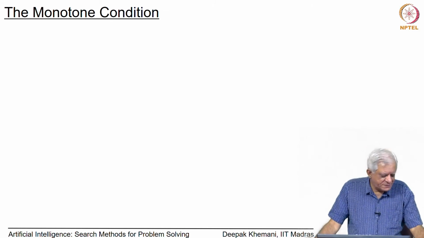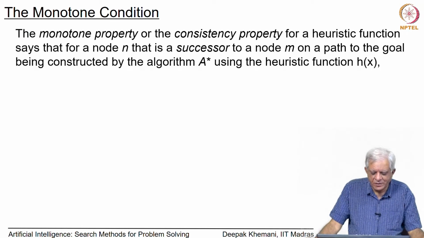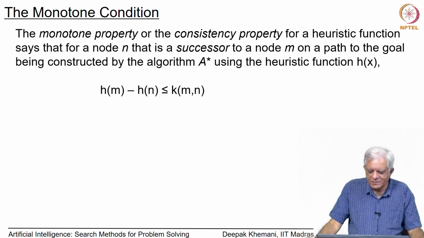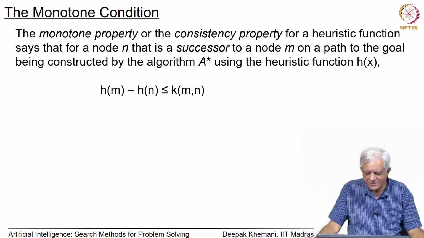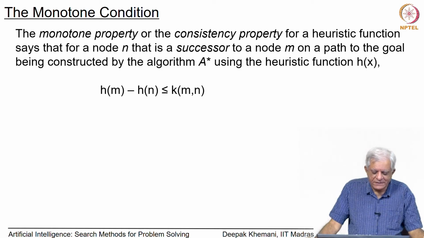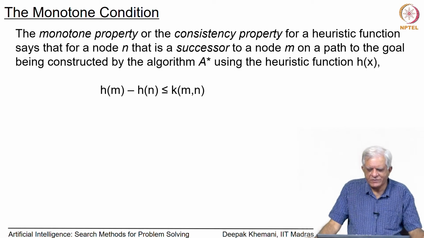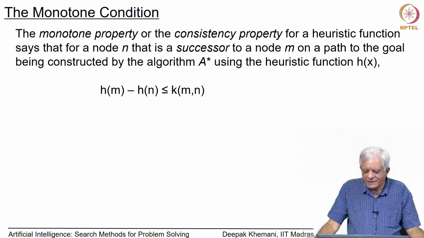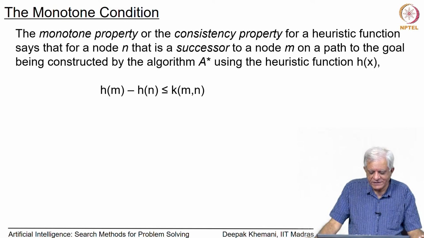So, the monotone condition or the monotone property, also called the consistency property for a heuristic function, says that for a node n that is a successor to another node m on a path to the goal, which is being constructed by this algorithm A star. Remember, A star uses both g values and h values, and it is using a heuristic function h essentially. What the monotone property says is that if you take the difference between h(m) and h(n), where n is the second node, the one which is closer to the goal, and obviously h(n) will be less than the value of h(m).